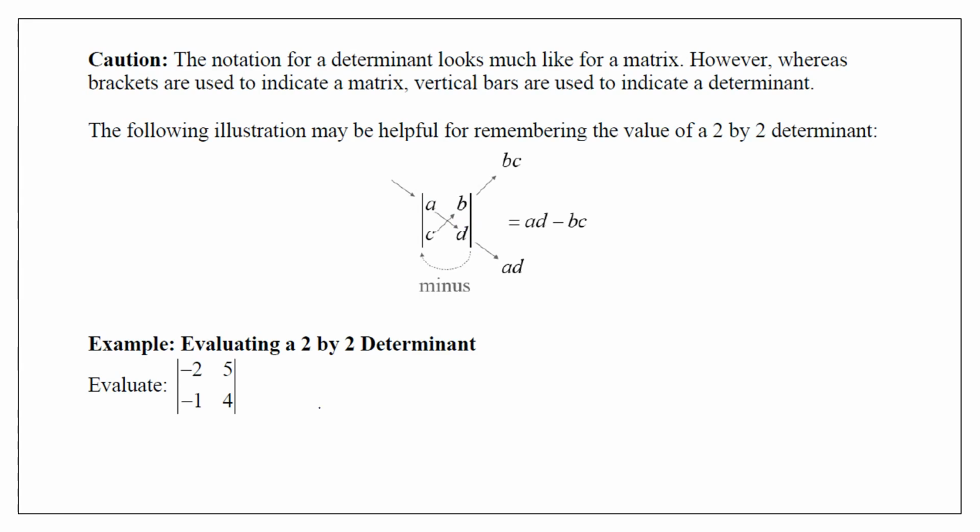Okay, so let's evaluate this determinant in our first example. We are going to multiply A times D and subtract B times C. So this will equal negative 2 times 4 minus negative 1 times 5, which equals negative 8 plus 10, which equals 2. So the value of this 2 by 2 determinant is 2.